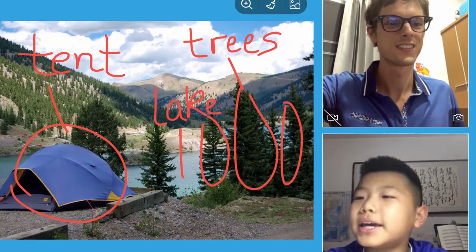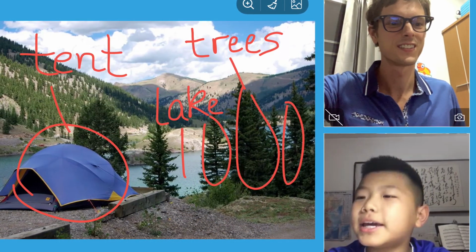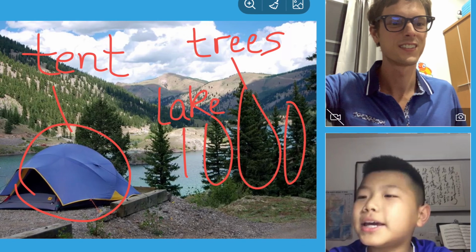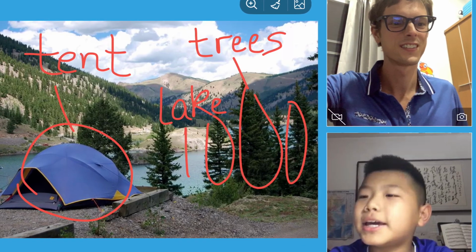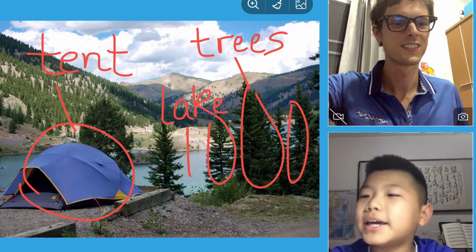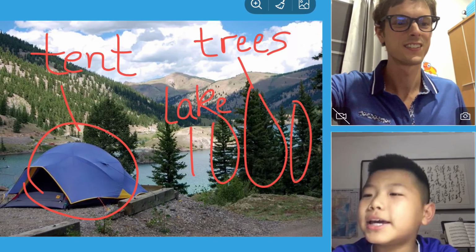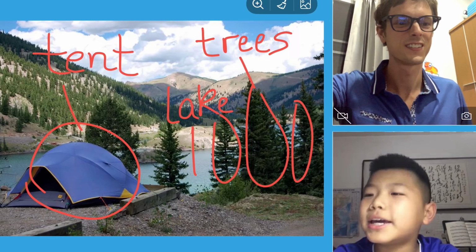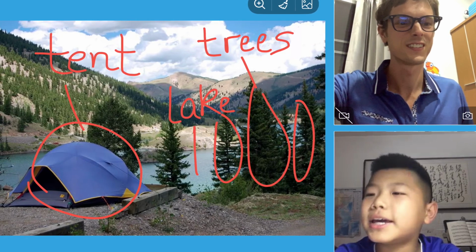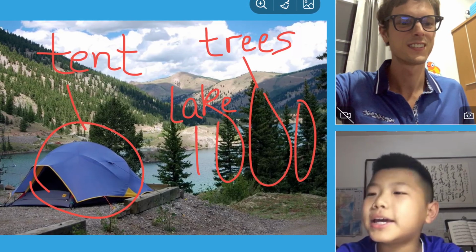And this one was really great because it's the summer. A lot of students want to go camping. At least some of my students do. And here's 3 different types of vocabulary: tent, trees, lake. And the student was really interested in this photo. He was like, whoa. And then he turned to the side and looked at his mom.